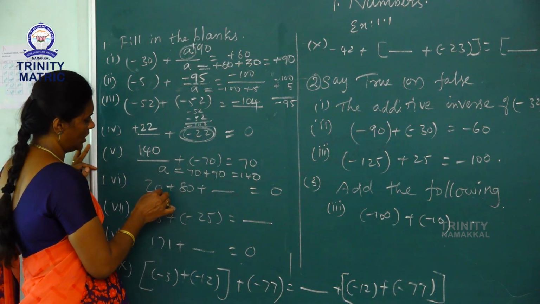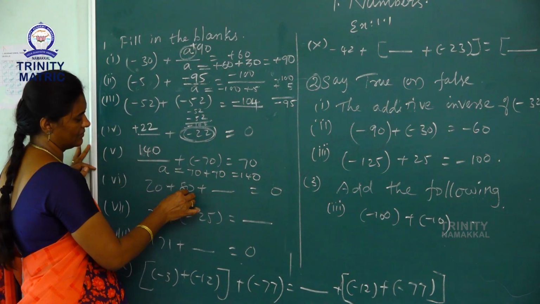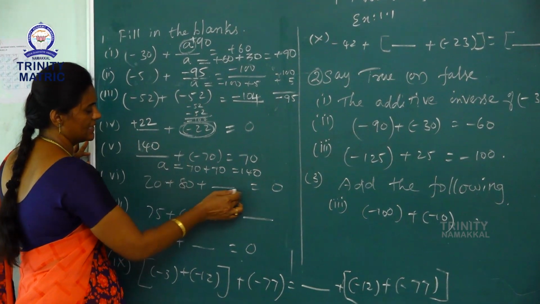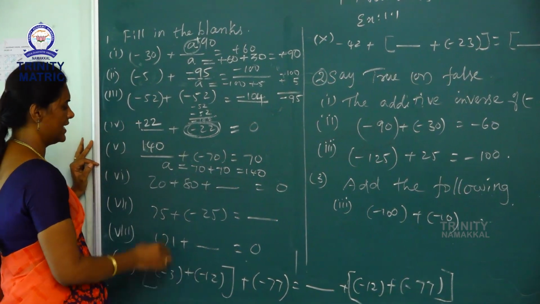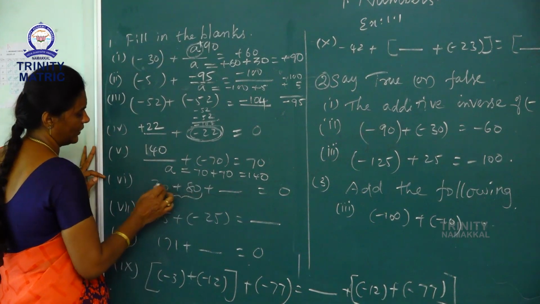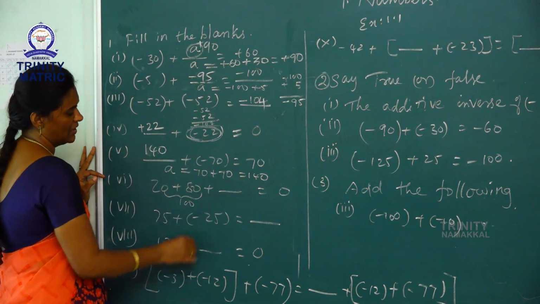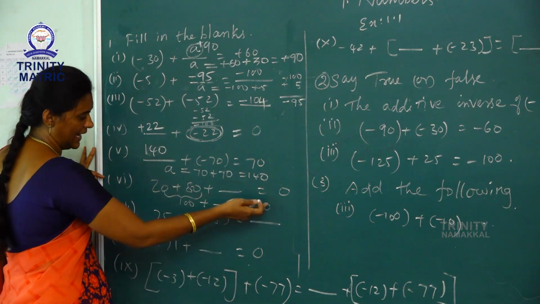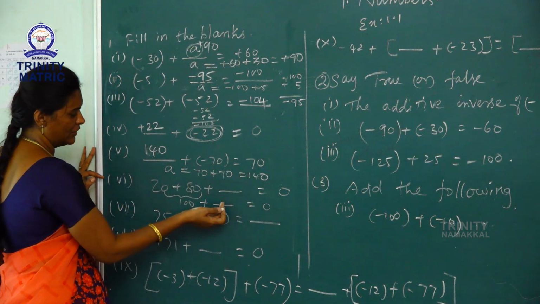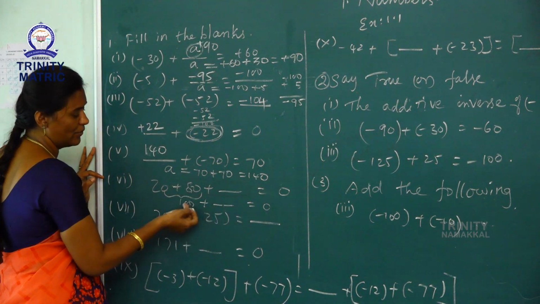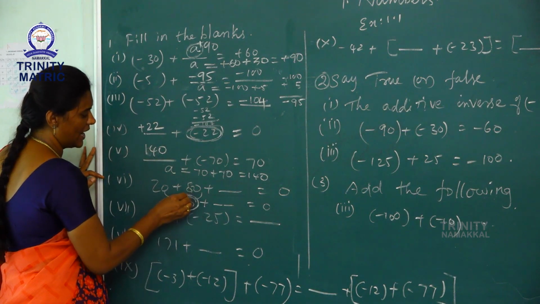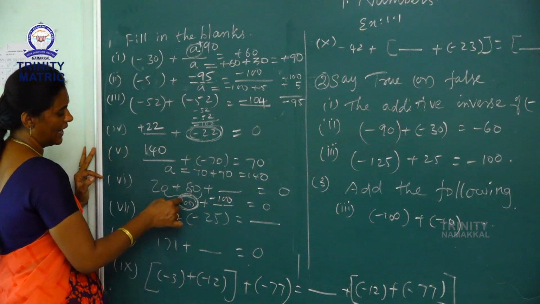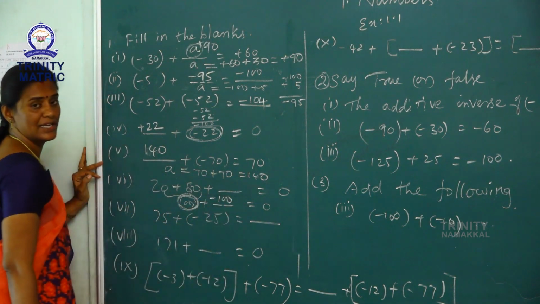Next, 20 plus 80 plus dash is equal to 0. We add these three integers, we get the answer 0. See here, first we add these two integers. 20 plus 80, 100. So 100 plus dash is equal to 0. If the answer is 0, then the two integers are additive inverses. So what is the additive inverse of 100? Yes, minus 100. Here 100 plus minus 100 is 0.